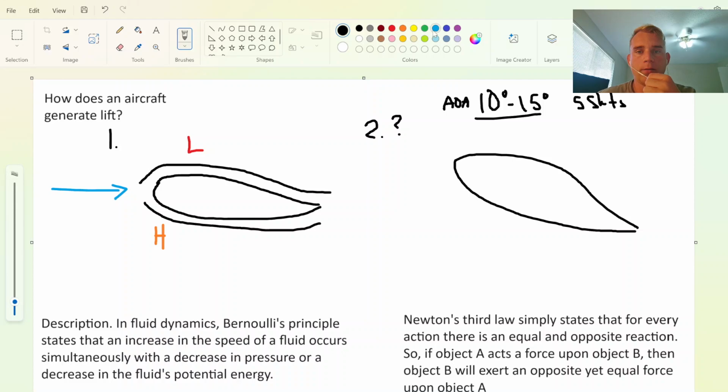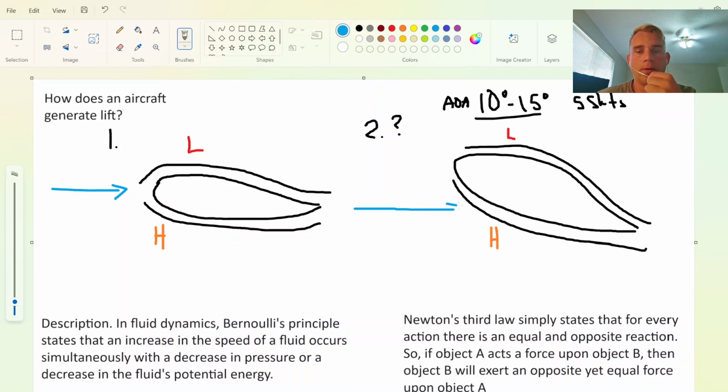Now, what is happening to this airflow? We have split it into two different forms of pressure, high and low. Low is here, high is here. But now, where is our wind hitting? It's hitting the bottom of the airfoil. Newton's third law states that for every action, there's an equal and opposite reaction. So if object A exerts a force upon object B, let's say that this force right here is object A, what is going to happen to this wind now? It's going to deflect downwards.